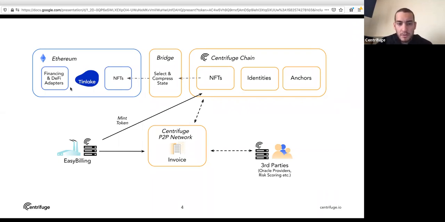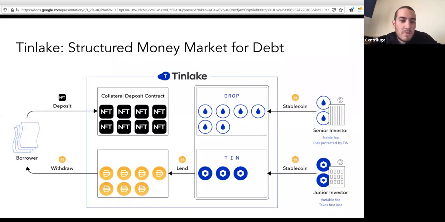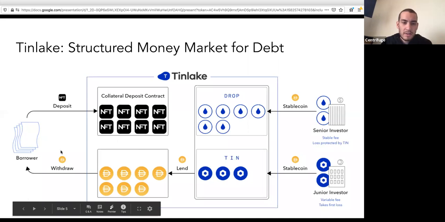And so we'll go into more detail on what that looks like. Essentially, once we have these NFTs on chain, we put them into a set of smart contracts that we call Tinlake, which you can think of as a structured money market for debt. So Tinlake has these two sides. You have the borrower side, here on the left, and you have the investor side.